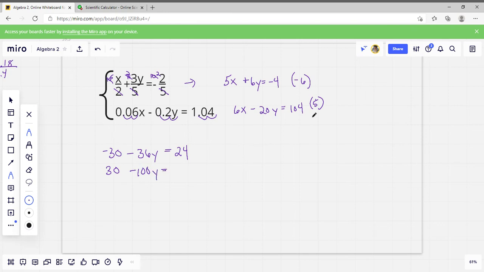y equals 104 times 5. Let's see, 100 times 5 will be 500. 4 times 5 will be 20. There we go. All right, then I'm just going to add these up. Those cancel. Whoops, those were my x's. They canceled. And then I'm going to have negative 136y equals 544. Now divide by negative 136.